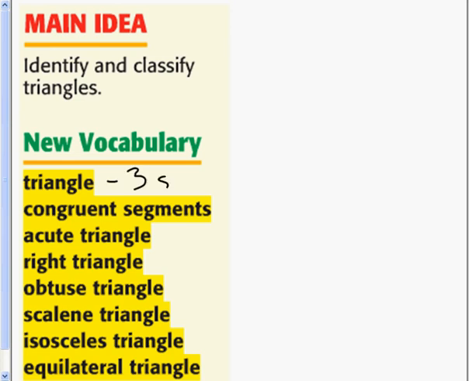Triangles have three sides, right? Here's a triangle. It's also going to have three angles, right? So three sides, three angles. Could be why they call it triangle, right?